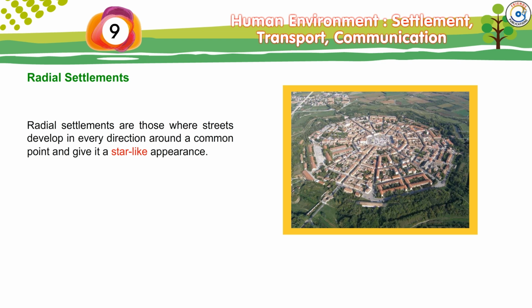Radial settlements. Radial settlements are those where streets develop in every direction around a common point and give it a star-like appearance.